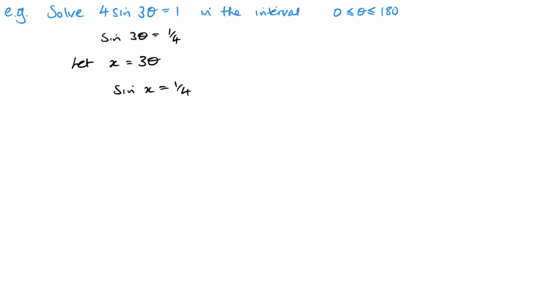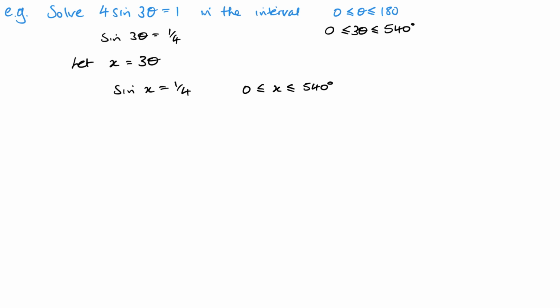But if I look at my domain, that is in terms of theta. So I want to change that. We actually want 3 theta, so that's 3 times theta. So 3 times 180 is 540, and 3 times 0 is 0. So that means that this range for x is between 0 and 540. And that's how I start off by solving this.